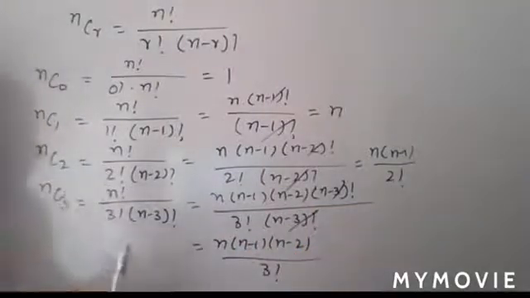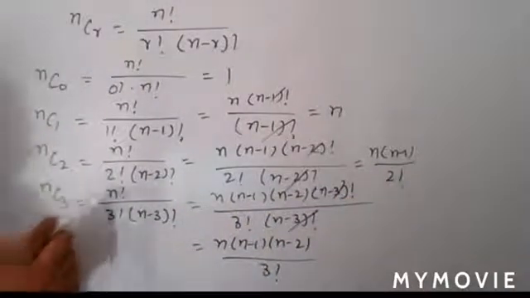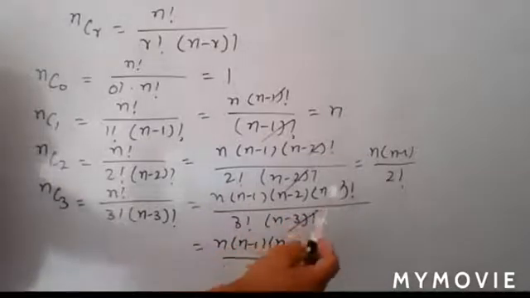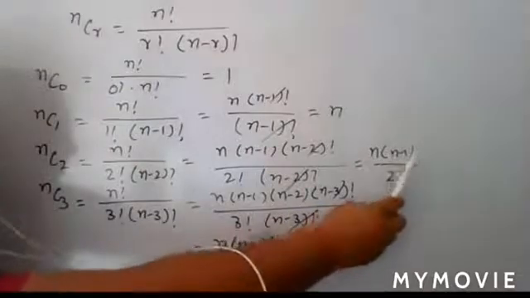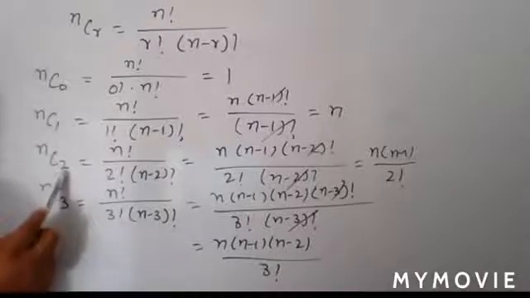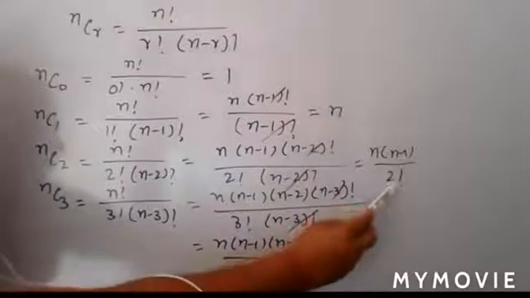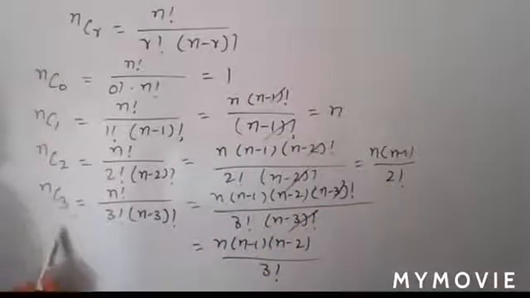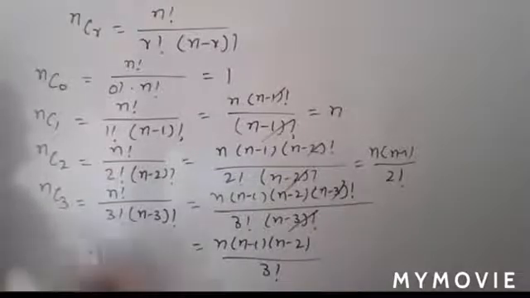Just correlate your results. If you have nC2, what do you do? You start the factors from n and form two factors by decreasing by 1, so n into n minus 1, divided by the same factorial as the number in place of r. Here r is equal to 2, so you divide by factorial 2. In the same way, for nC3, there are 3 factors: n, n minus 1, n minus 2, divided by factorial 3.